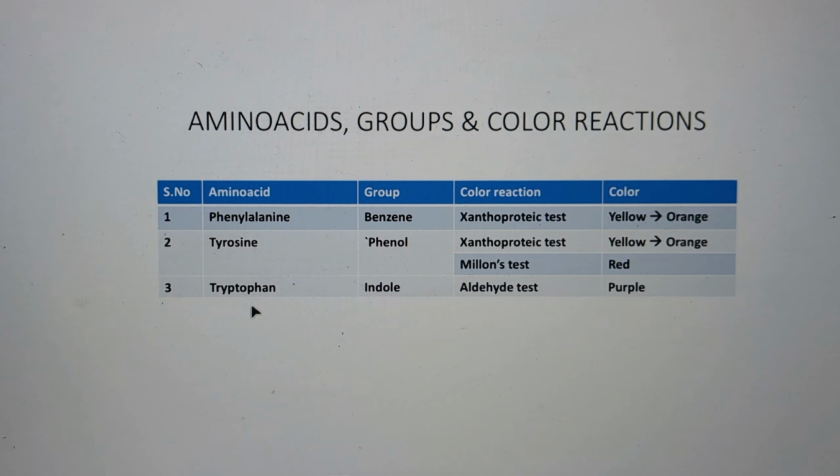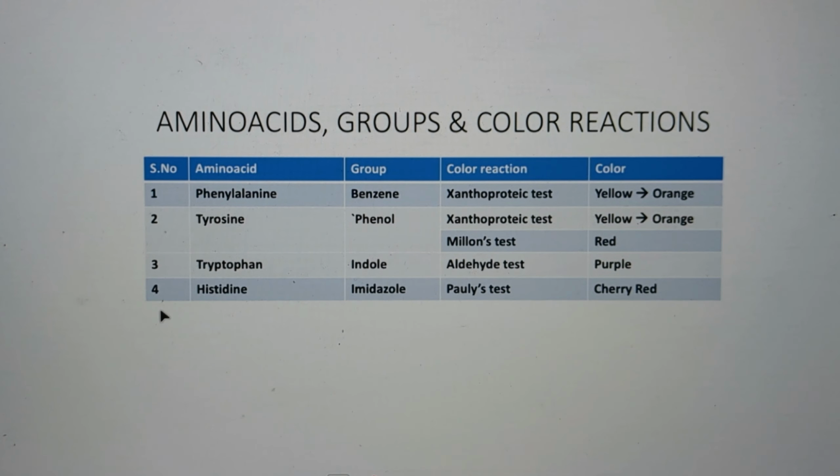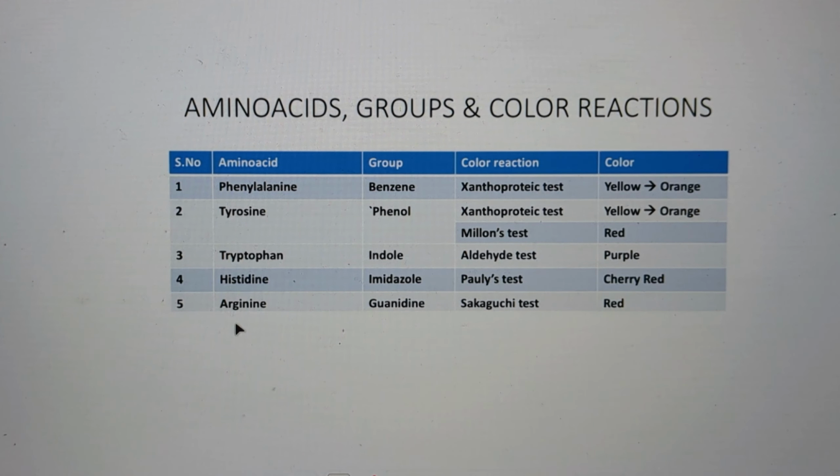Tryptophan. Mnemonic TIA. Tryptophan has an indole ring and reacts with the aldehyde test, producing a purple color. Histidine. Mnemonic HIP. Histidine has an imidazole group and reacts with the Pauly's test, producing a red color. Arginine. Mnemonic AGS. Arginine has a guanidine group and reacts with the Sakaguchi test, producing a red color.